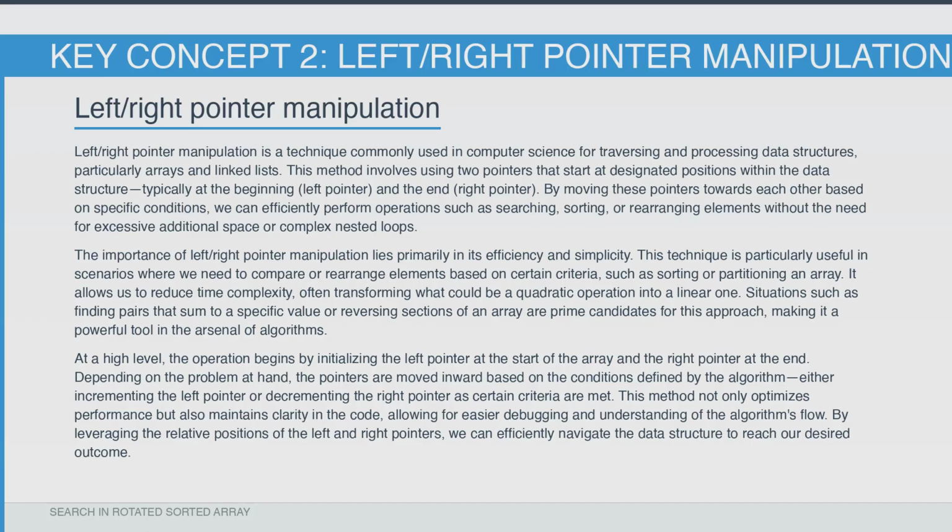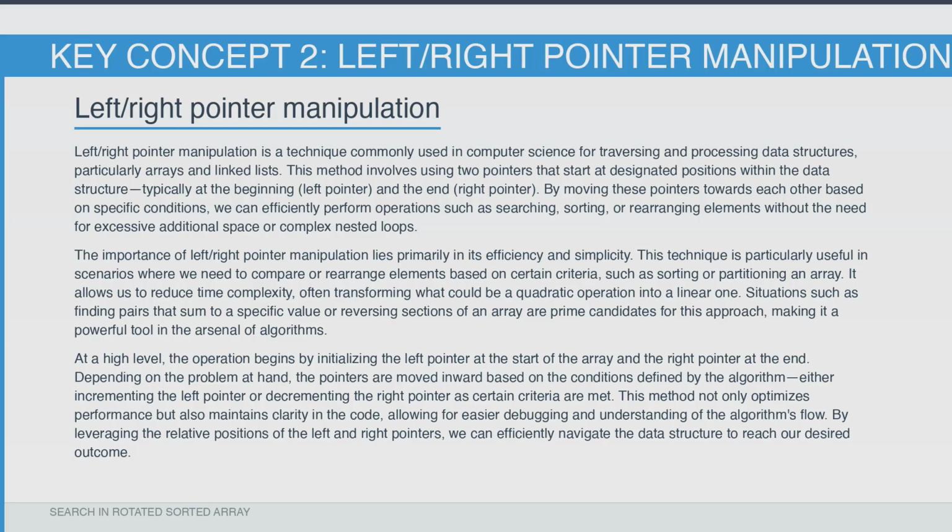Left-right pointer manipulation is a fundamental technique in computer science, particularly useful for working with arrays. Imagine you have an array lined up in front of you. The left pointer starts at the beginning, while the right pointer begins at the end. As you navigate through the array, these pointers move toward each other based on specific conditions determined by the task at hand. This approach is efficient because it minimizes the need for additional space and complicated loops.